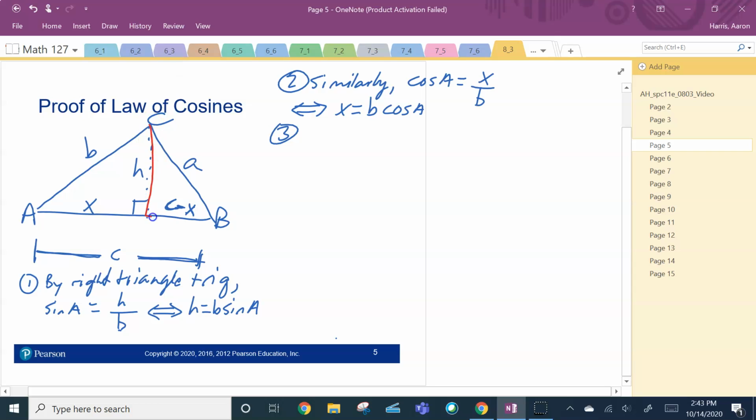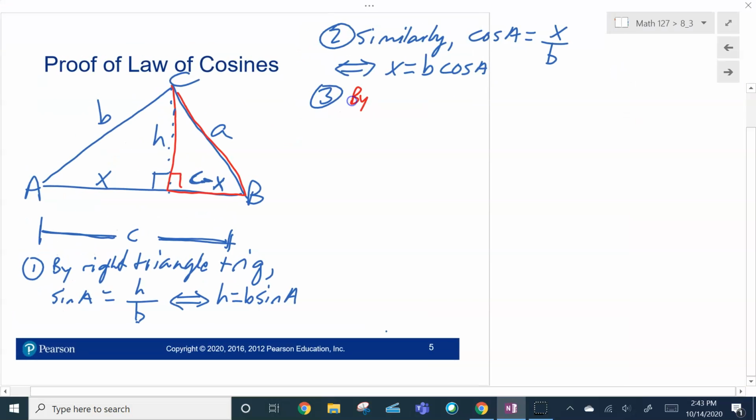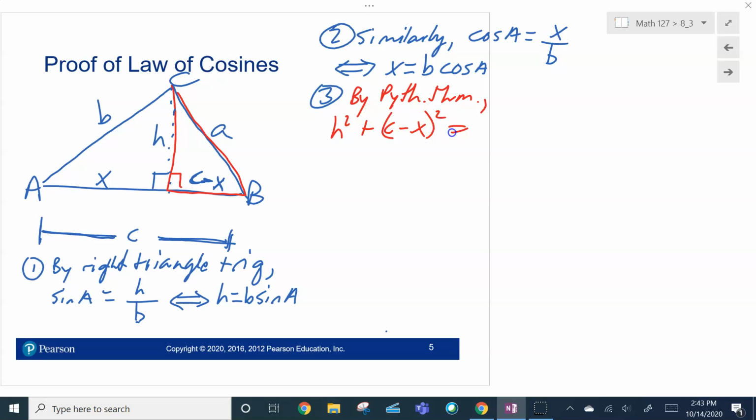Now what I'm going to do here is use the Pythagorean theorem with this right triangle right here, okay? So by the Pythagorean theorem, h squared plus (c minus x) squared equals a squared. And then by substitution from steps 1 and 2, I know h is b sine of A.